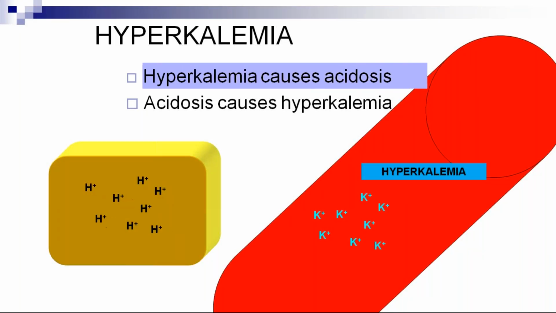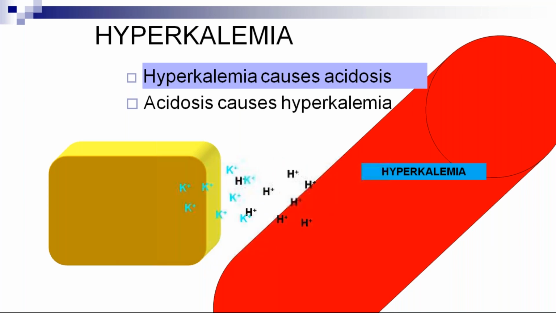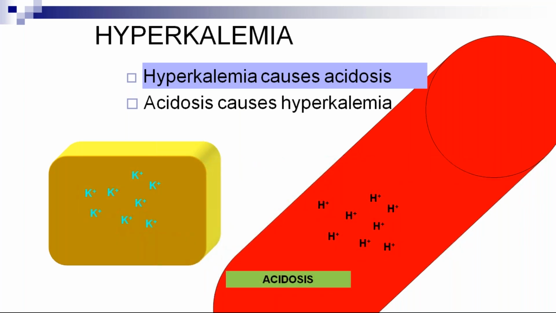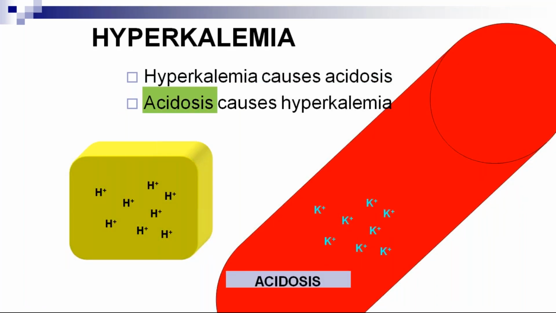So this is what I was telling. Hyperkalemia causes a shift of potassium into the cell, and compensatory hydrogen ions come from inside the cell into the serum. So what happened? Acidosis has developed. So whenever potassium is increased, it goes into the cell, and as a compensation, hydrogen ions from inside the cell come into the serum. So this produces acidosis. This is the cause for the acidosis. So hyperkalemia causes acidosis. We will see the second one, acidosis causing hyperkalemia.